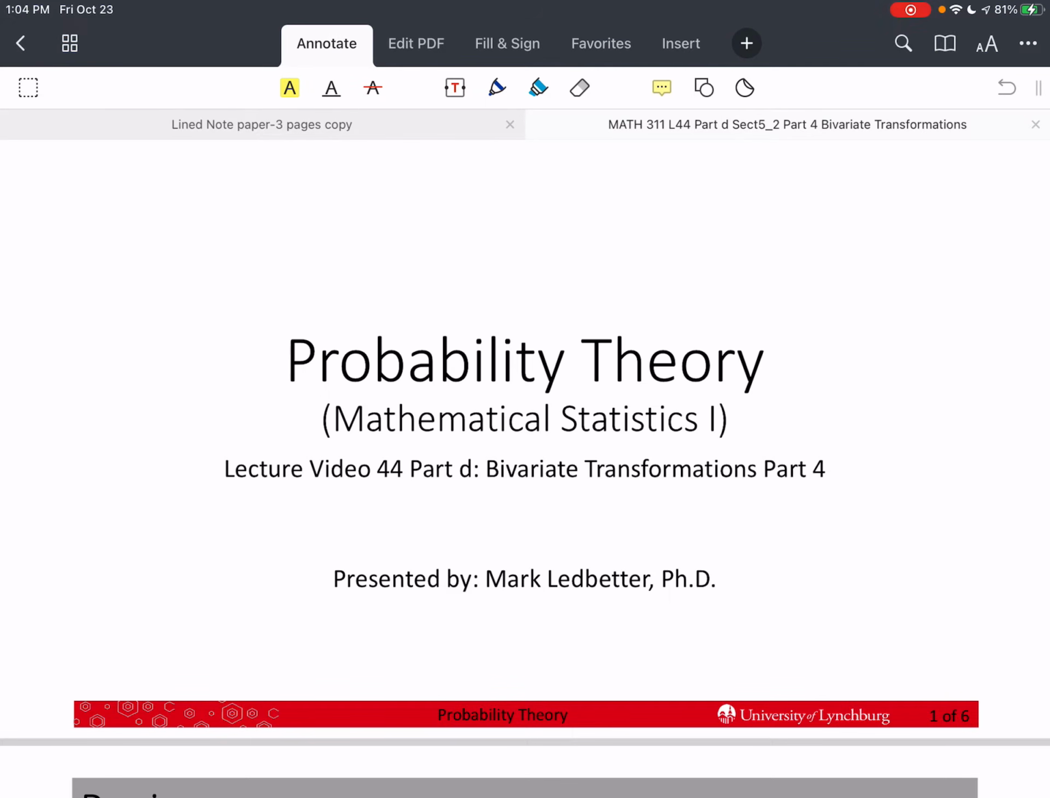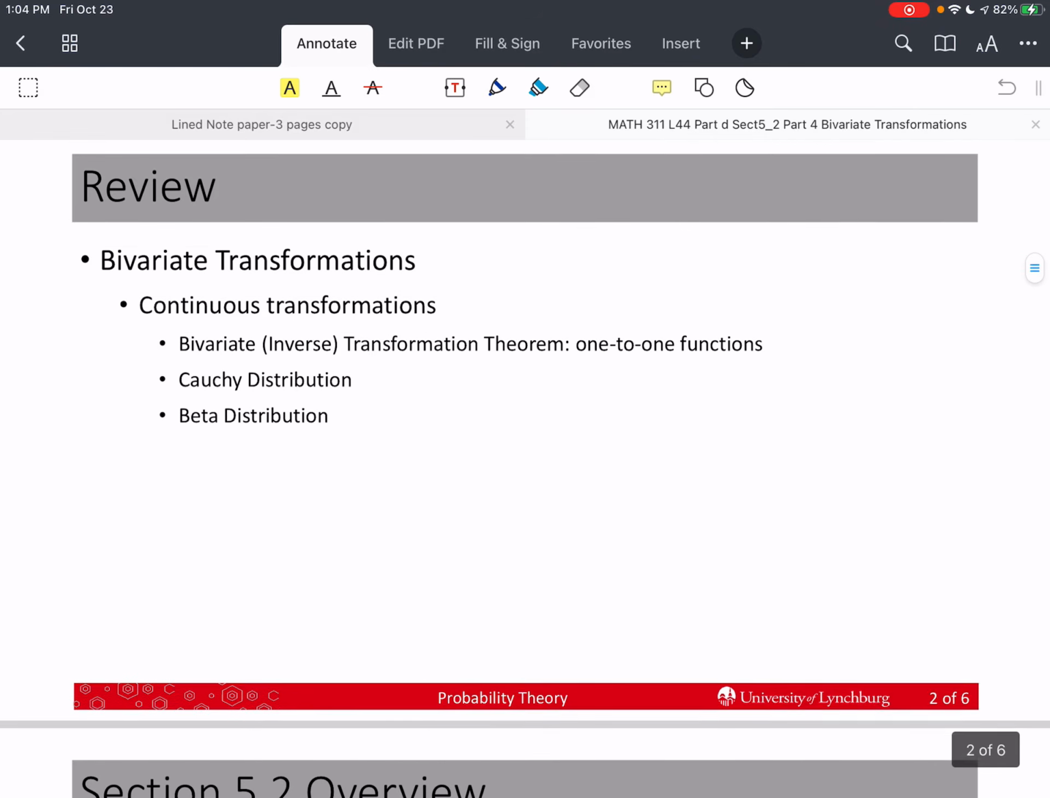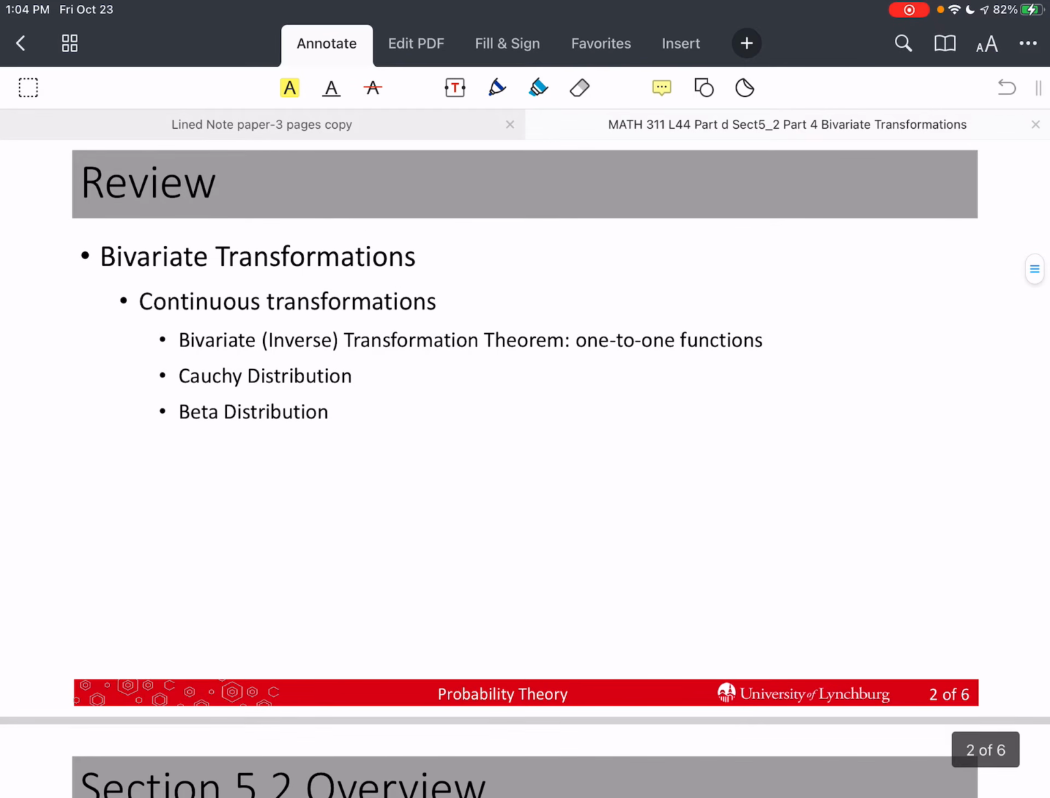I'm Mark Ledbetter. This is lecture video 44, part D, and we are discussing bivariate transformations. This is part 4 of that discussion. So in the previous videos so far in this section, we have introduced the bivariate transformation theorem for one-to-one functions. We've done some examples. We've also introduced the Cauchy distribution, which was the result of one of those examples. And we introduced in the last video the beta distribution.